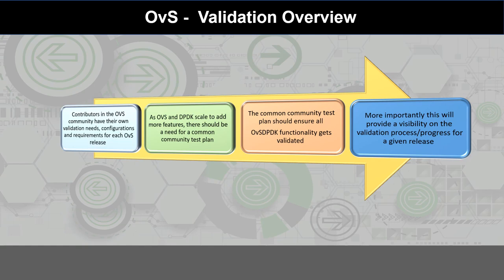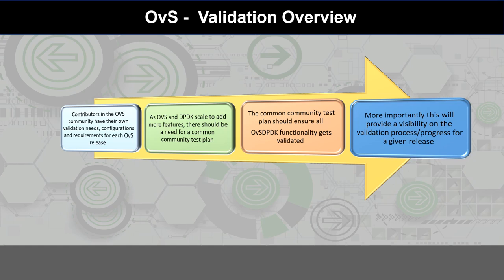The OVS project has a development community, and the developers and the contributors are distributed across the globe. Every developer has their own features developed. That means they have their own validation needs, and the requirements also vary for every OVS release. At the same time, OVS is dependent upon DPDK. When DPDK gets new features, then OVS gets updated as well based on the changes in DPDK.